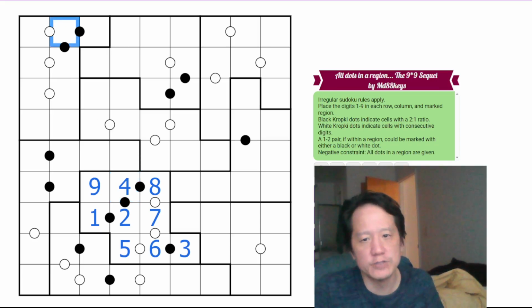This, again, must be 2 or 4, because it's in a 1-to-2 ratio with 2 other digits. So, same here. This is 2 or 4. That means this is 1, 2, 4, or 8. Cannot be 8 because of this 8. This is 1, 2, 4, or 8.